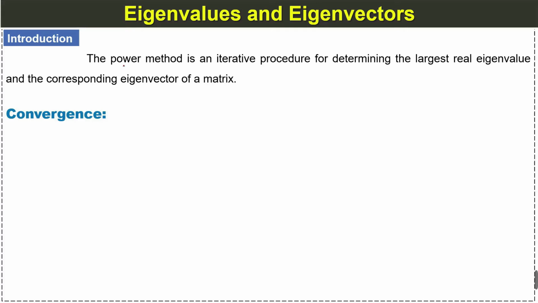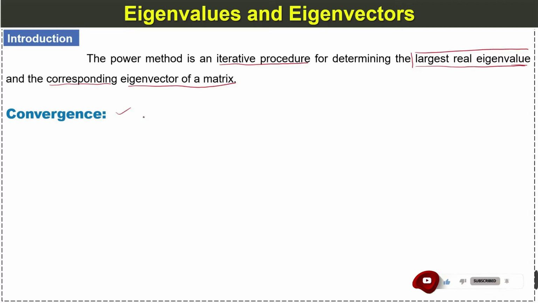Introduction. The power method is an iterative procedure for determining the largest real eigenvalue and the corresponding eigenvector of a matrix. Okay, so we use the basic power iterative method only for determining the largest real eigenvalue of the matrix and the corresponding eigenvector. So this is the introduction of the basic power iterative method.